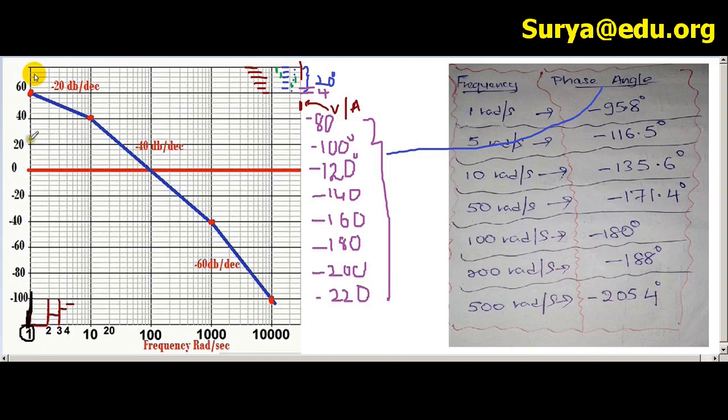So what is the next thing? 5 radians per second. So now what is 5 radians per second? The frequency line is very easy. This is 1, 2, 3, 4 and 5. Now this is the 5 radians per second frequency line, right? So 1, 2, 3, 4 and 5. This is the 5 radians per second frequency line. So now what is the value? It is minus 116.5. So no problem.